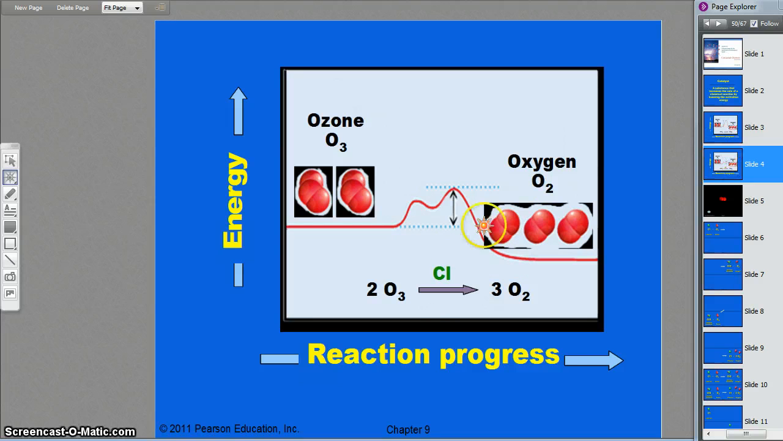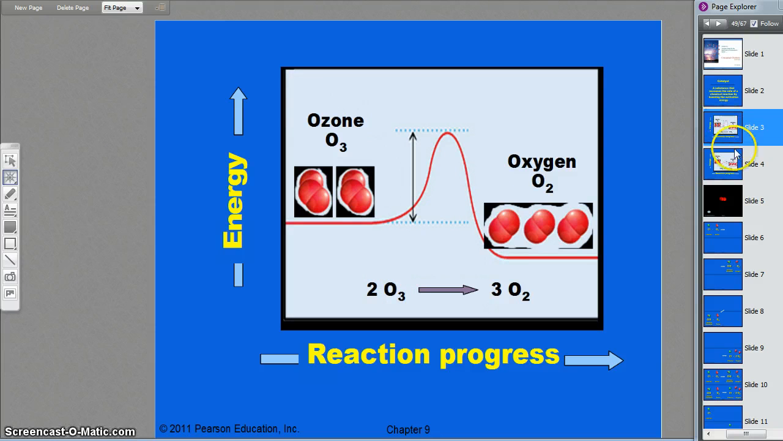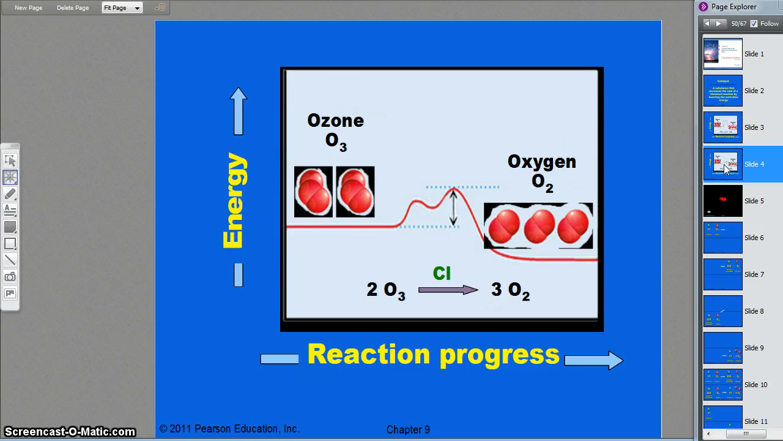When we add chlorine to the mix, and here you can see chlorine in green on top of the yields arrow, that is to indicate that chlorine is a catalyst. When we add chlorine into this, that chlorine lowers the activation energy. You can see the activation energy on this slide was much higher. It lowers the activation energy so that it's easier for the ozone molecules to become oxygen molecules.